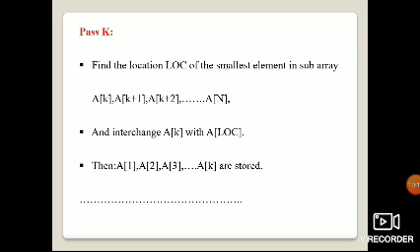Next, up to k I am taking, not n, up to k. Find the location loc of the smallest element in the subarray A of k, A of k plus 1, A of k plus 2 up to A of n, and exchange A of k with the smallest number at that location. Now A of 1, A of 2, A of 3 up to A of k are sorted, as I have done k passes.